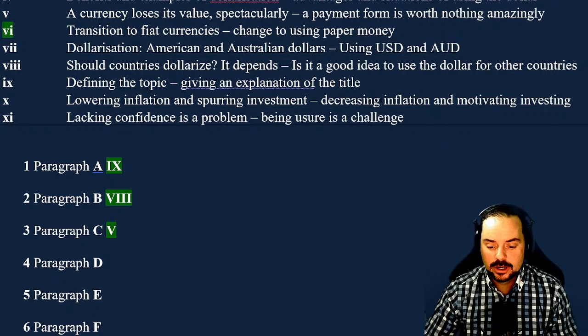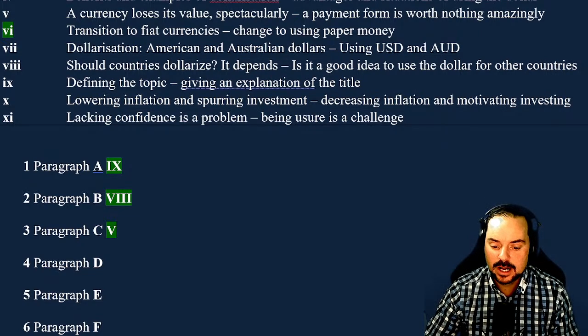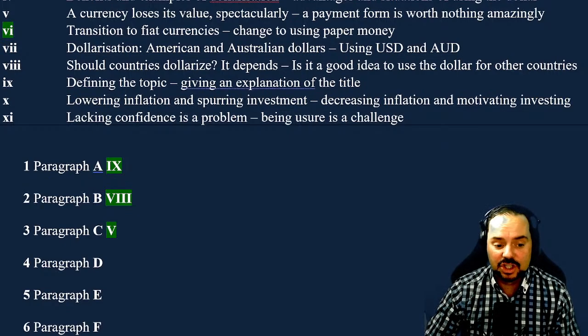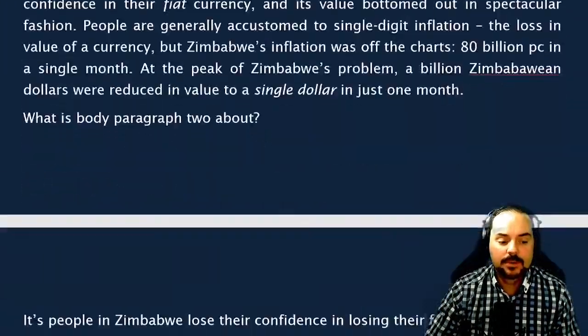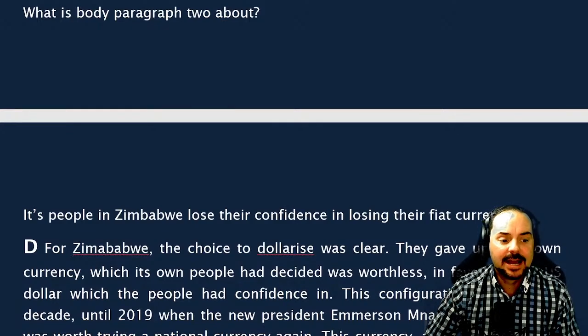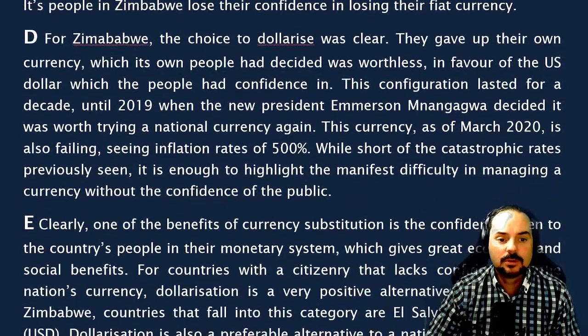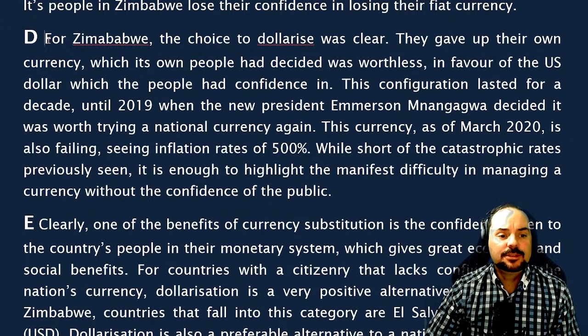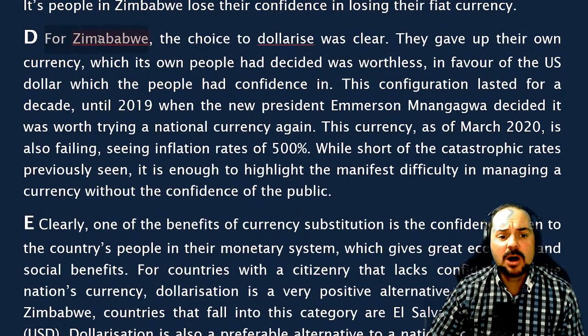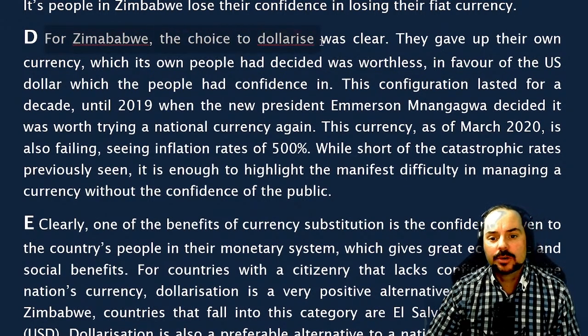let's do one together with me reading. Okay, so I'll read a paragraph and then read with me, and we'll use the chat to give some answers and then continue on. So here we go with paragraph D. Okay, so body paragraph 3. Here we go, everyone. So read with me. For Zimbabwe, the choice to dollarize was clear.